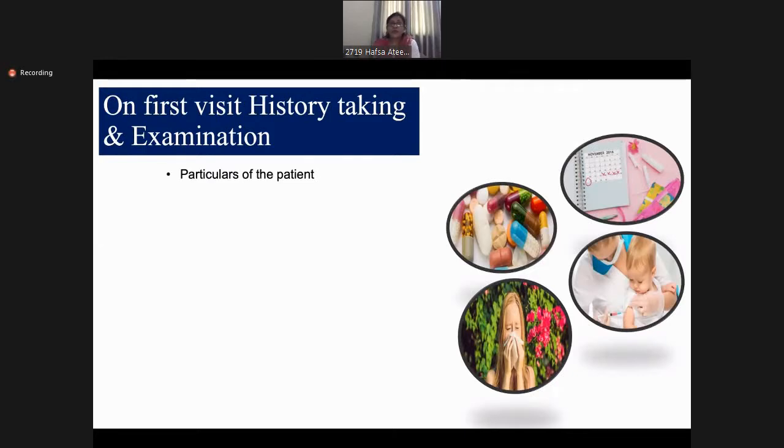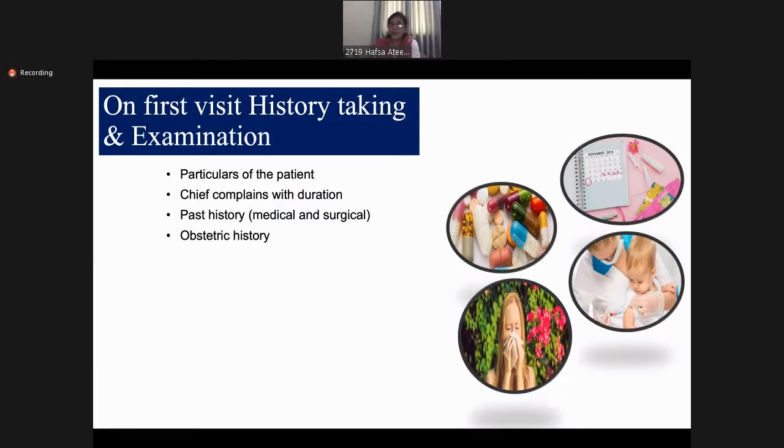Then, what are you going to do on the first visit? History taking and examination. You have to check for the particulars of the patient and the chief complaints. Does she have any complaint other than amenorrhea? Like flu, headache, nausea, vomiting, diarrhea, or any other complaints? And the duration: for how long is she having these complaints? Then the past history, medical and surgical. Does she have any other medical disease like tuberculosis, asthma, jaundice, diabetes, hypertension, or any other disease? And any surgical history: did she ever undergo a certain surgical procedure?